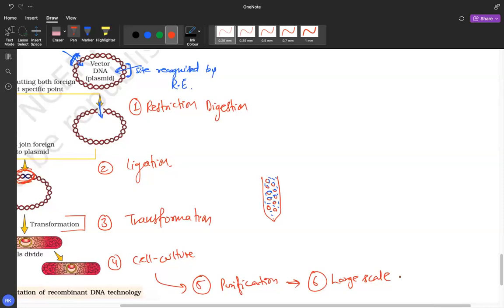Large scale packaging, or what do you call it? Large scale production only.